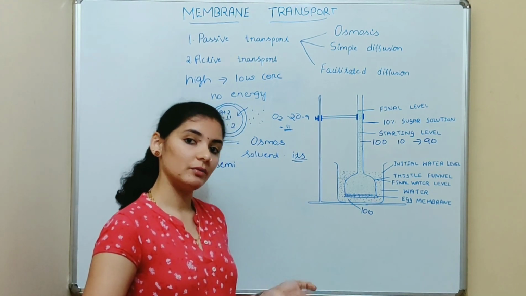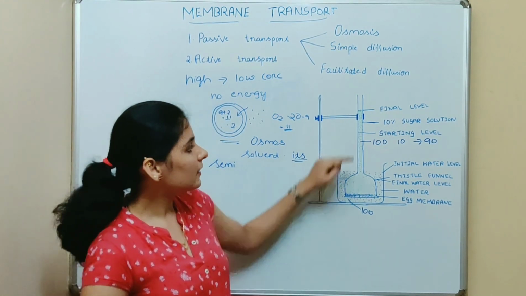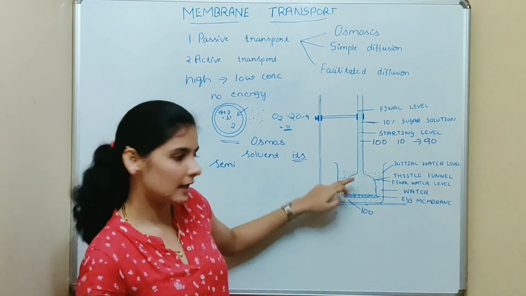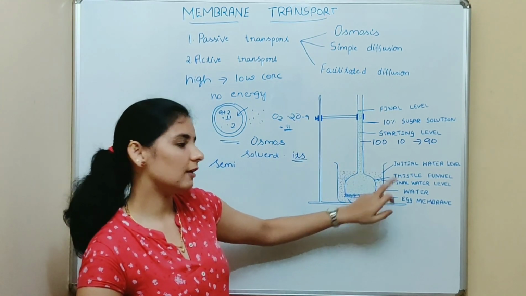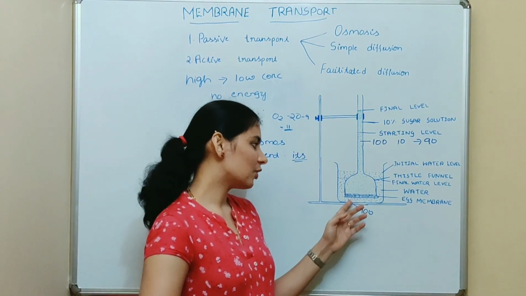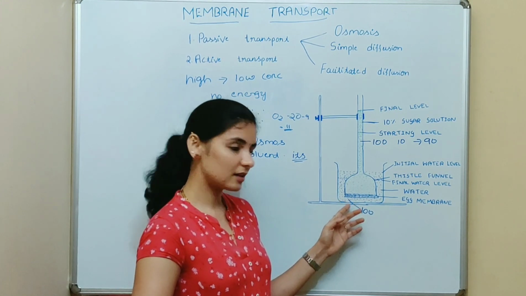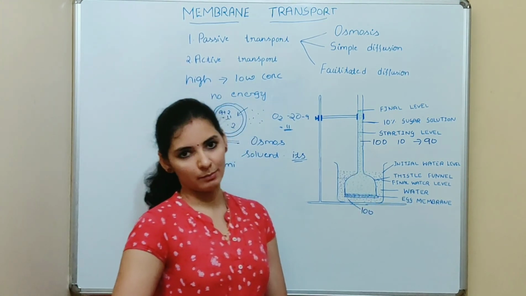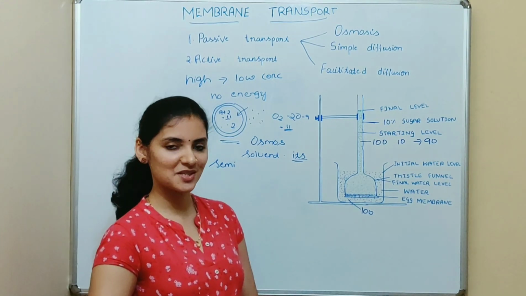After a few hours, when you observe the setup, there is an increase in the sugar solution level in the thistle funnel and a decrease in the water level in the beaker. From this one can conclude that the water molecules present in the beaker have moved into the thistle funnel by crossing the egg membrane. So it is nothing but osmosis, isn't it?